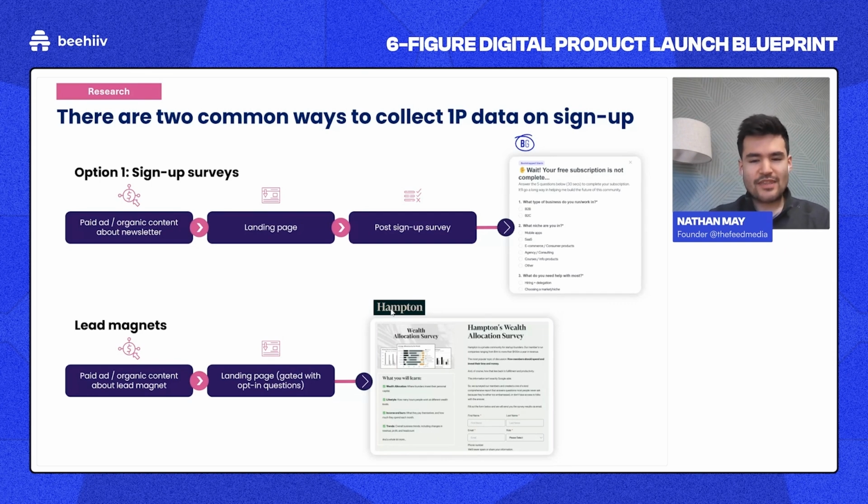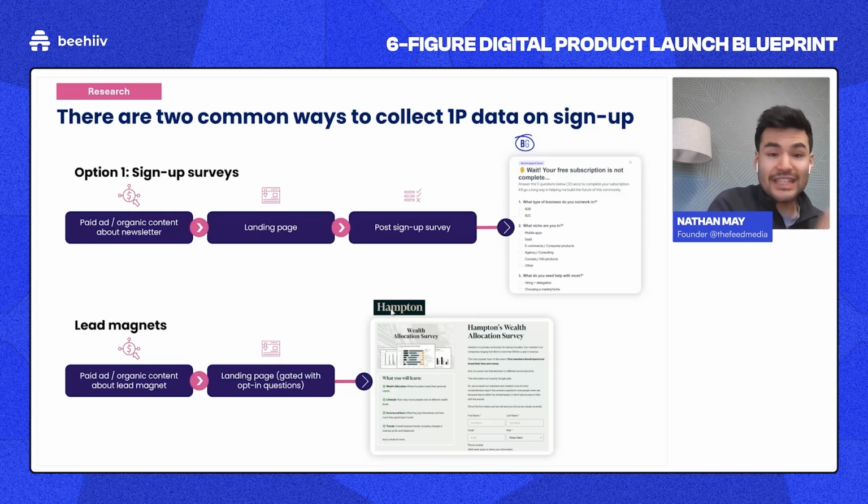They reach a landing page, and then you have a post-sign-up survey where you're asking them questions about what they're interested in, maybe what type of business they run. This would be specific to your niche. This is a lot of how we collected the initial data, using beehiiv's native survey capabilities to understand, okay, what should we launch? Who's actually reading the newsletter?